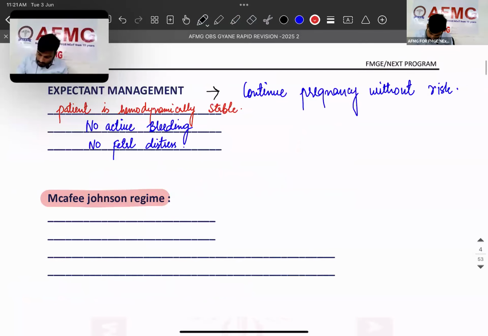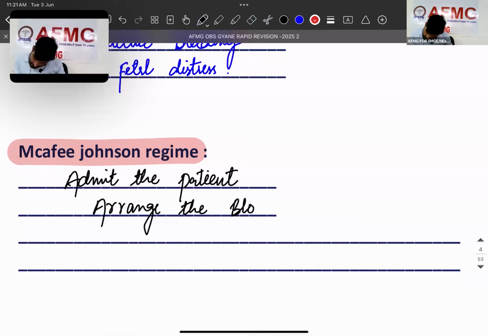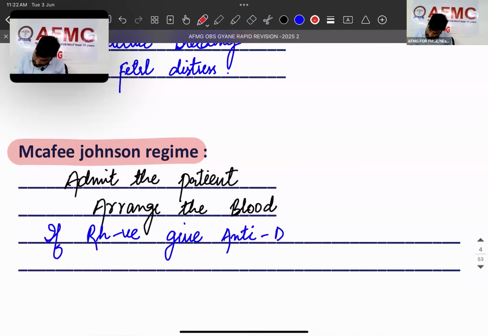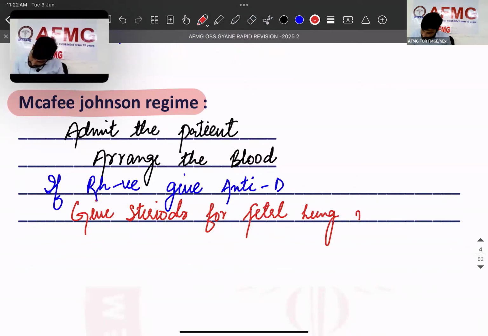Now, what is this McAfee-Johnson regime? We admit the patient, arrange the blood, if Rh negative, give anti-D, and give steroids for fetal lung maturity.